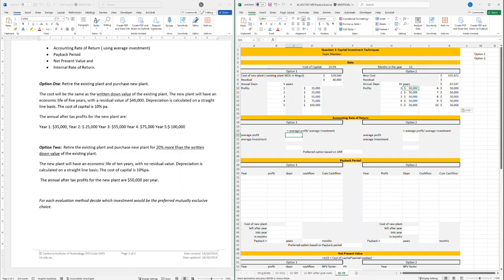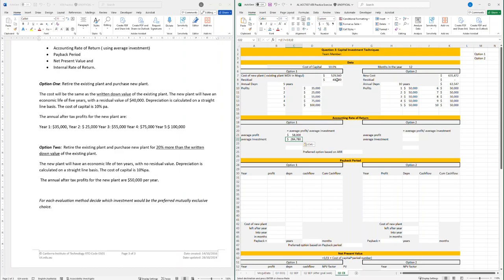First one, given the formula, average profit divided by average investment equals the accounting rate of return. Let's calculate the average profit, which equals the summation of all the profit divided by 5. The average is $58,000, and the average investment will equal your beginning investment plus the residual value, divided by 2.